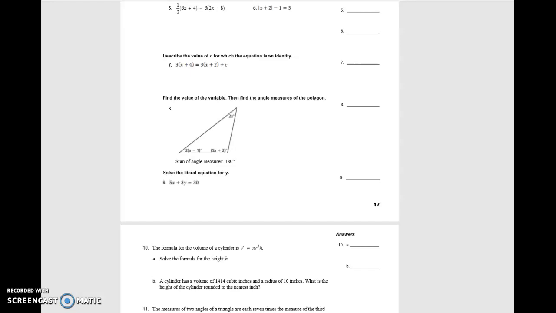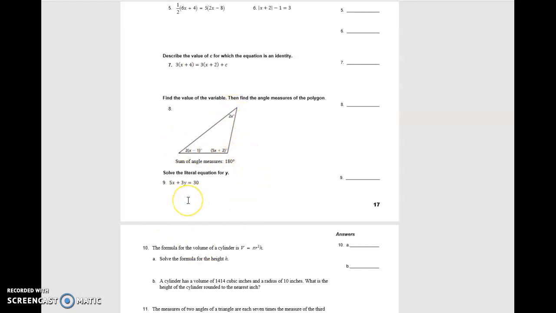8's usually a tricky one. So you should really have 4 answers for number 8, because once you figure out what X is, it wants you to figure out what each of the angles is. So if you figure out X is 2, then for this top angle here, 2X, you would put a 4 next to it or something, or put all 4 numbers on the line. So you should have 4 answers for number 8, 1 for each angle, and then 1 for the X.